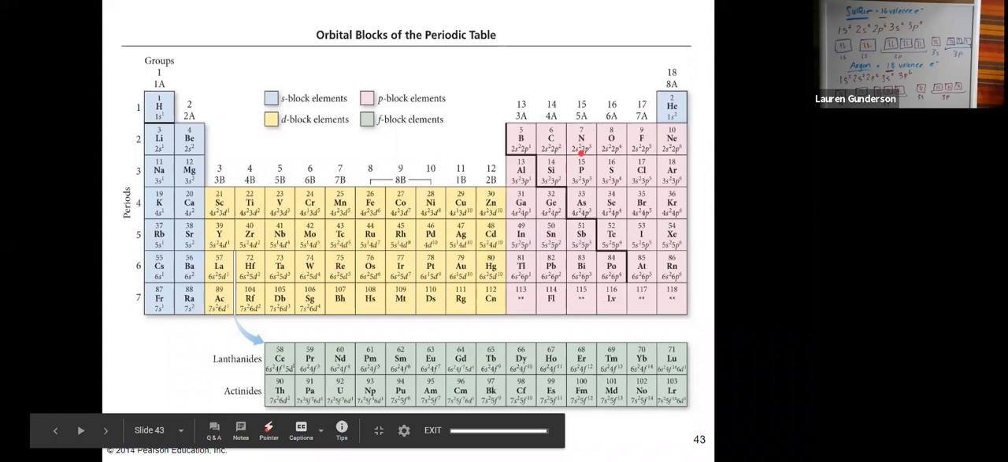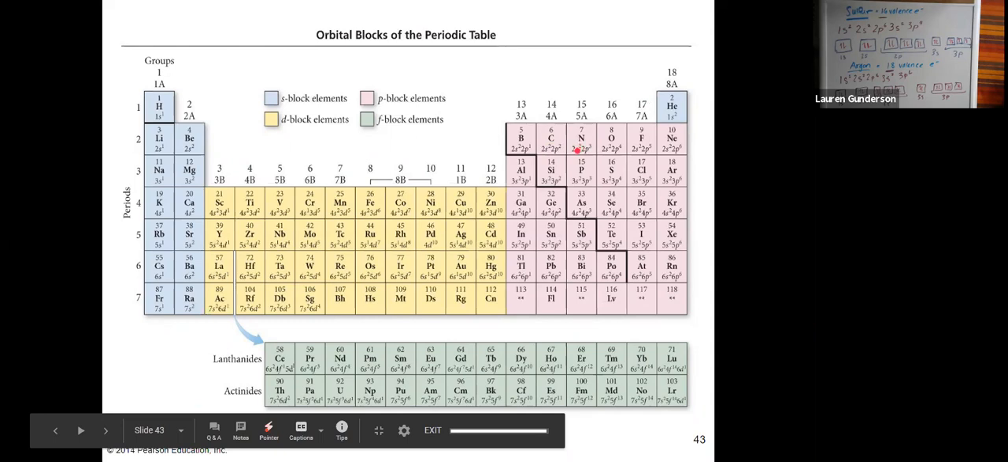So how many electrons does nitrogen have that are in row 2? Well, we can start at the beginning. It has 1, 2, 3, 4, 5 electrons in row 2. That means that nitrogen has 5 core electrons, or 5 valence electrons, sorry.